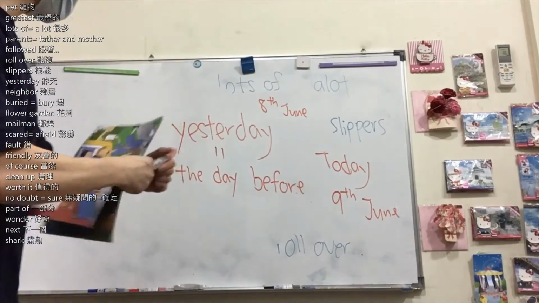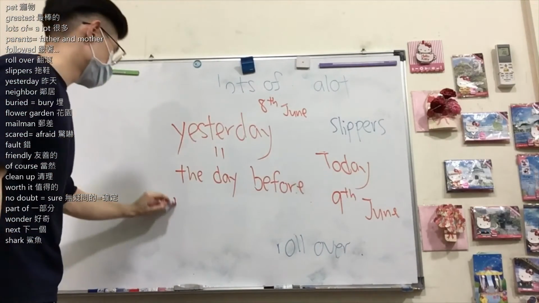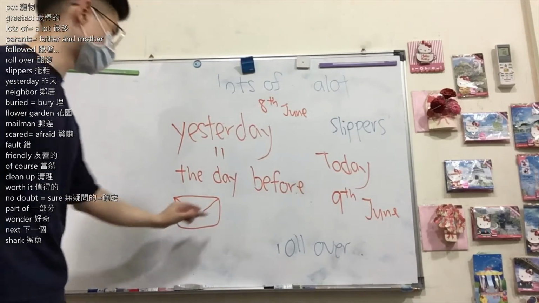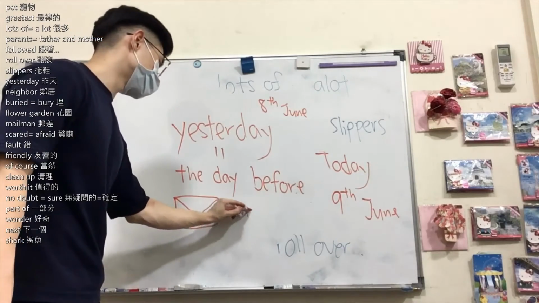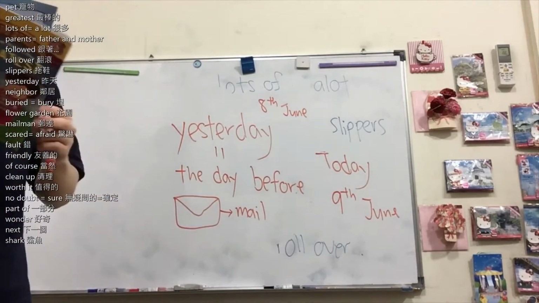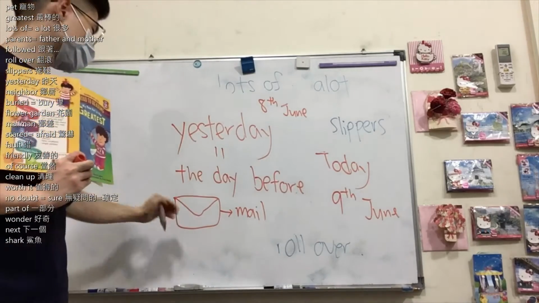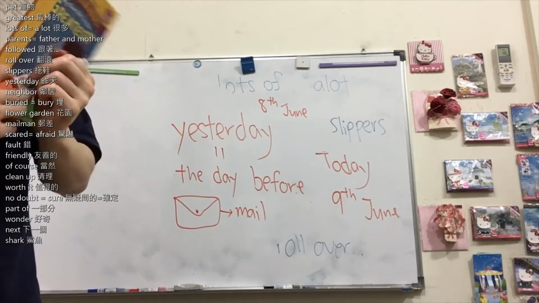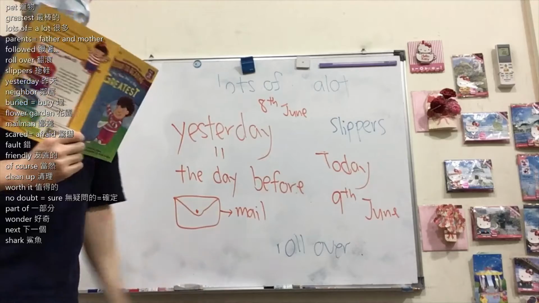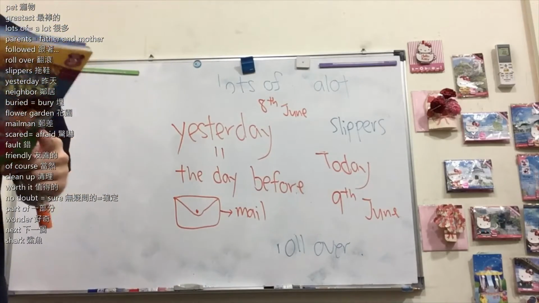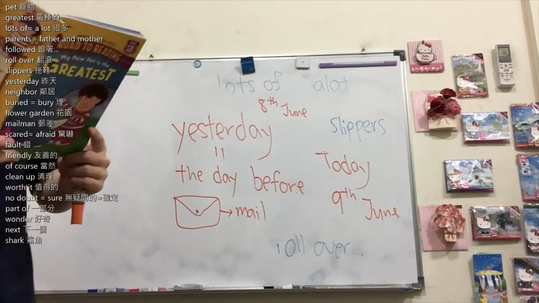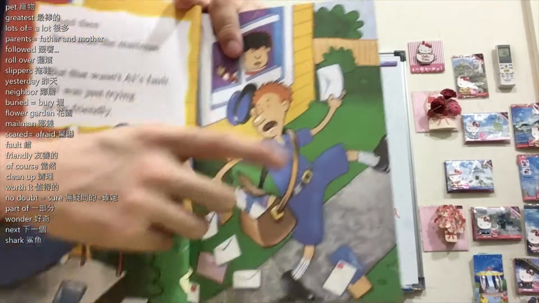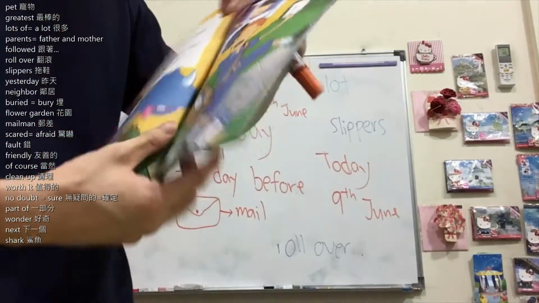Okay, so if I was to draw on the board, this is a mail, right? This is a mail. M-A-I-L, okay? This is a mail. Alright? So a mailman is the person that delivers the mail, okay? A mailman is a person that delivers the mail, okay? So as you can see, this guy is the mailman, right? This is the mail, okay? These are all the mails, alright?